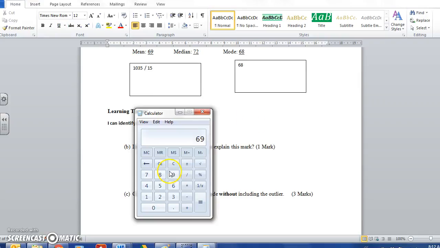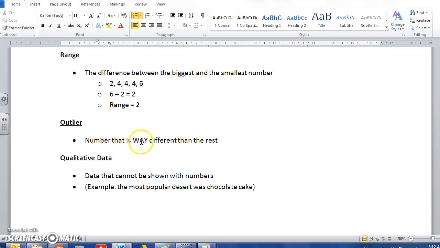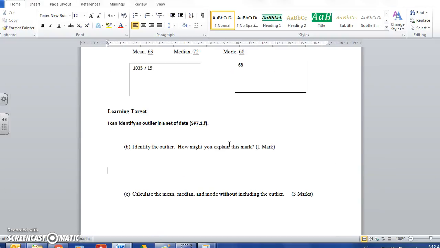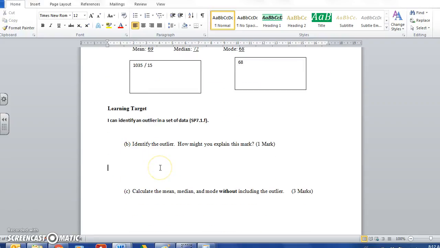Next question asks us about outliers. So an outlier is simply a number that is way different than the rest of the numbers which appear. If I go back to my data, you can see the number that is significantly different is my 0. So I know that my 0 is my outlier because it is different. Okay?